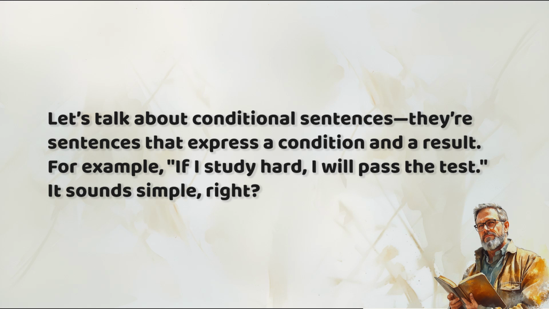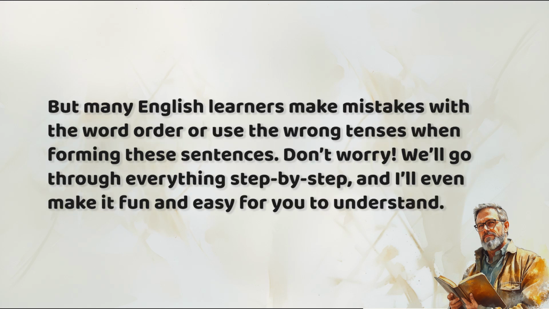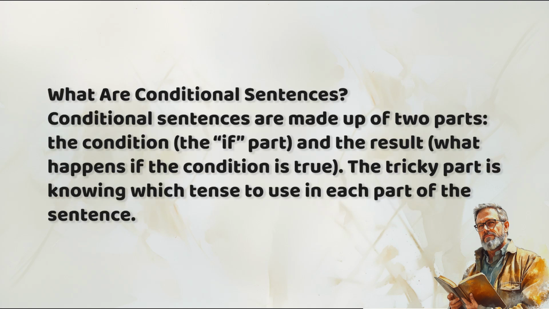It sounds simple, right? But many English learners make mistakes with the word order or use the wrong tenses when forming these sentences. Don't worry. We'll go through everything step by step, and I'll even make it fun and easy for you to understand. What are conditional sentences? Conditional sentences are made up of two parts. The condition, the if part, and the result, what happens if the condition is true. The tricky part is knowing which tense to use in each part of the sentence.